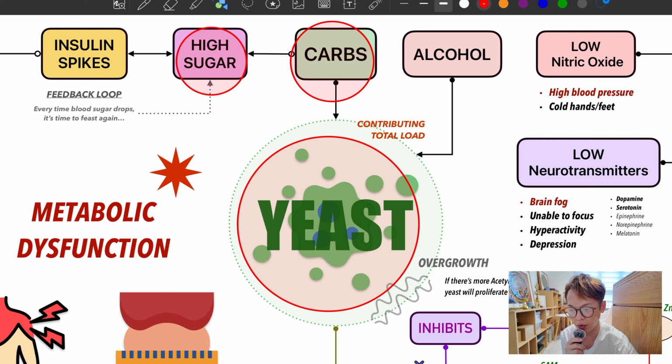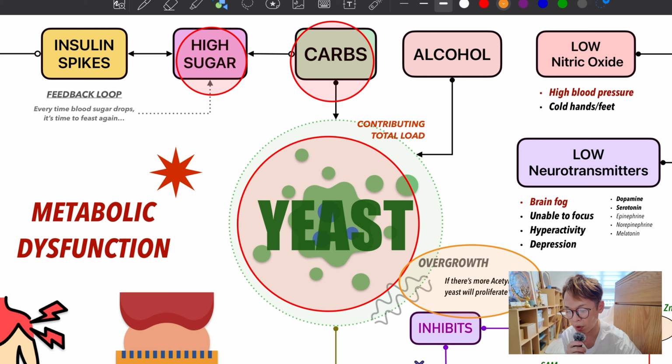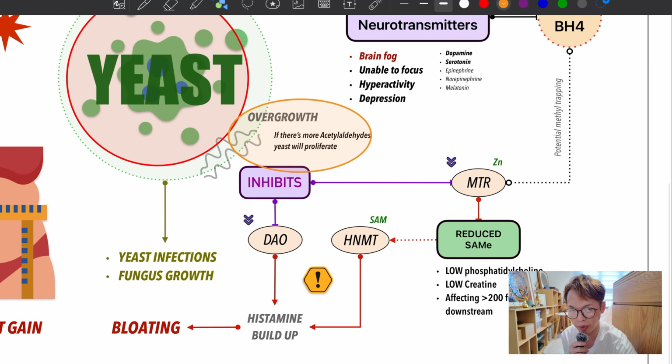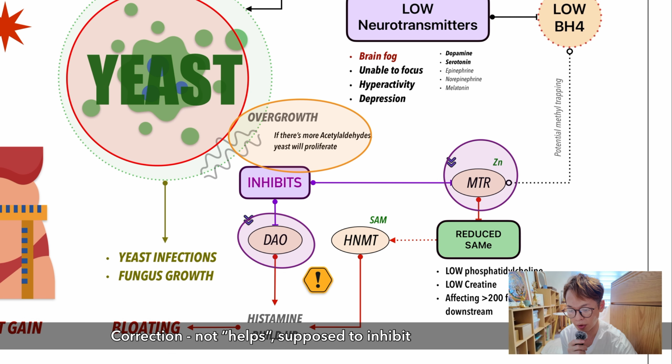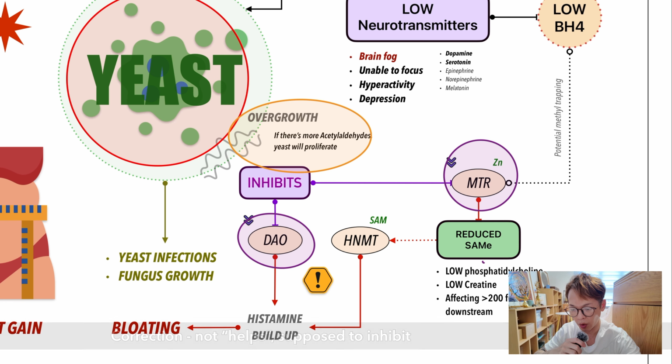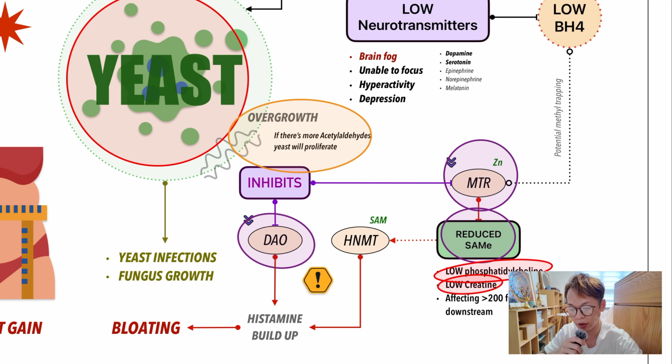When you eat a very high sugar intake, then your yeast will start to proliferate and have overgrowth. Then they will actually convert more ethanol and they will have more acetaldehydes in the process because it's a natural byproduct of the fermentation. Then when you have more acetaldehydes, you actually inhibit these two primary enzymes. The methionine synthase will help to lower your SAMe production. When you have low SAMe, you actually affect your phosphatidylcholine production. You also affect your creatine production. Then the downstream 200 over enzymatic reactions will be slowed down.